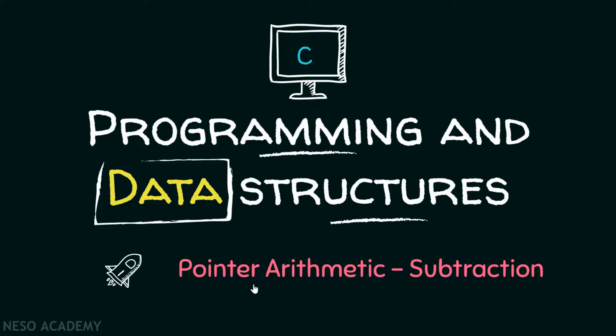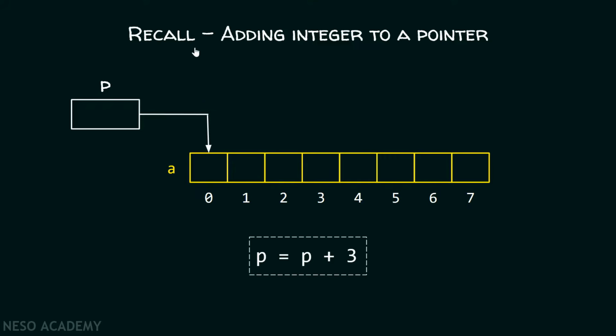In this presentation, we will learn the concept of pointer arithmetic subtraction. So let's get started. Recall what happens when we add an integer to a pointer. Suppose we have a pointer p and an array a, and pointer p initially points to the first element of the array a. That means it contains the address of the first element of the array. And what we want to do is add 3 to this pointer.